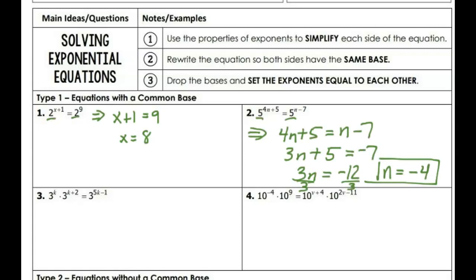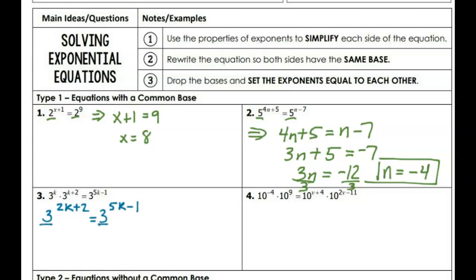So when we look at the third example here, notice that there's a little work to do at the beginning. Notice that there's 2 powers of 3 being multiplied. Now, since they're the same base, we're just going to add their exponents. So on the left-hand side, we're going to end up with 3 to the power of 2k plus 2. And on the right side, we're just going to rewrite this as 5k minus 1.